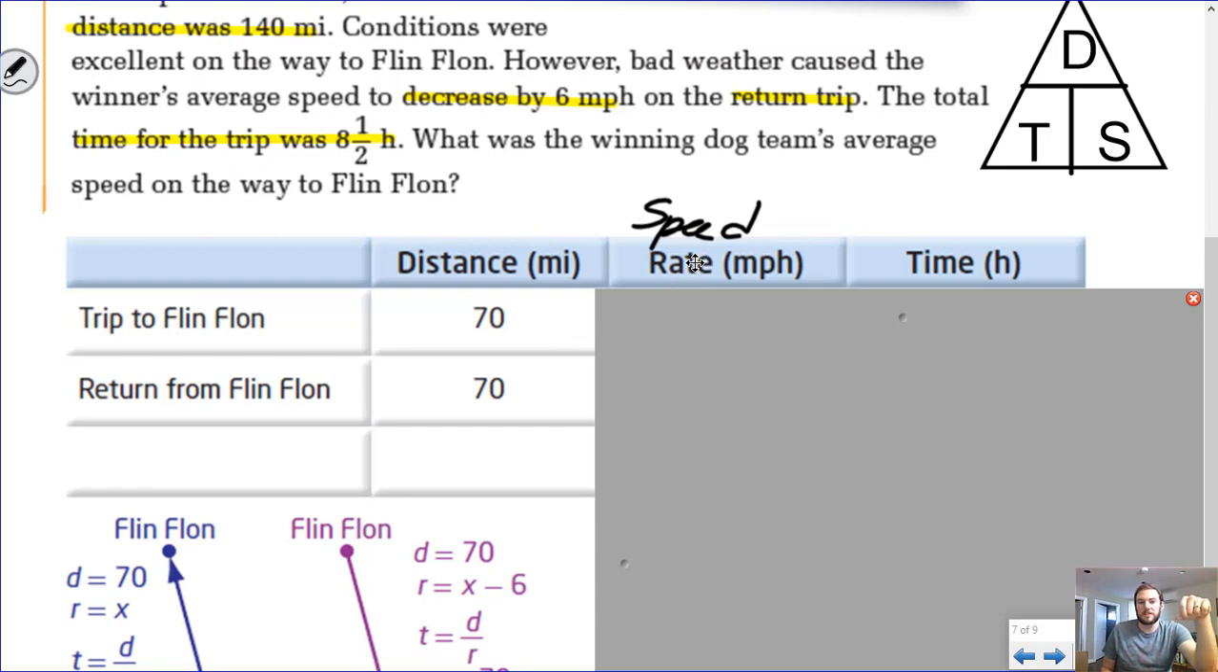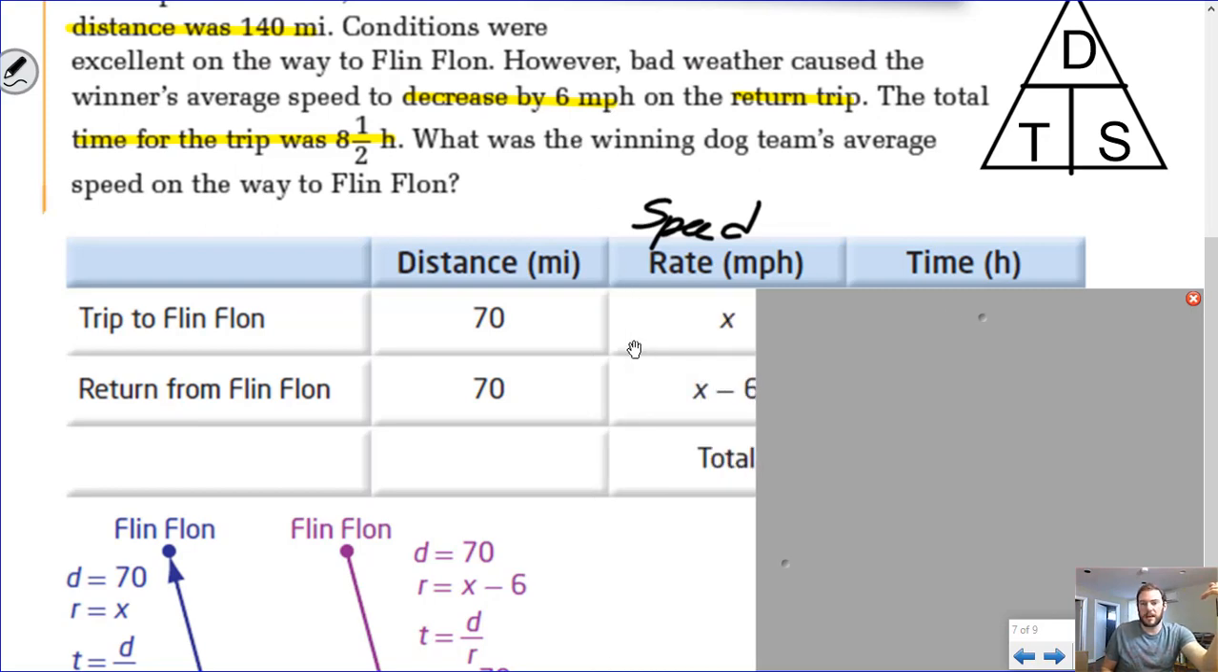Now the speed. This is what we're being asked to find. What was the winning dog's average speed on the way there? So that is the thing that we're going to set equal to x, right? We're going to say, well, this is what we're trying to solve for, so let's let that be x. And we know that the speed they were moving on the way back is 6 less than that. So x and x minus 6.